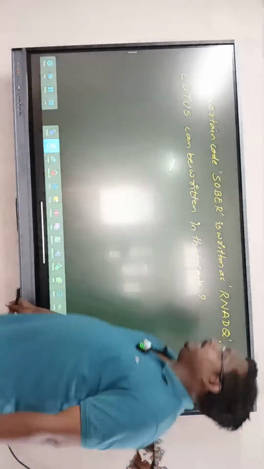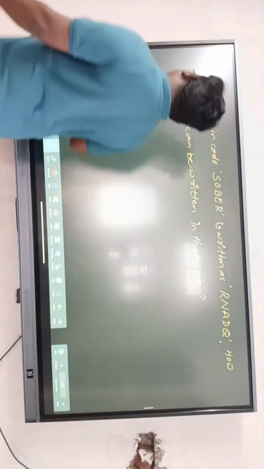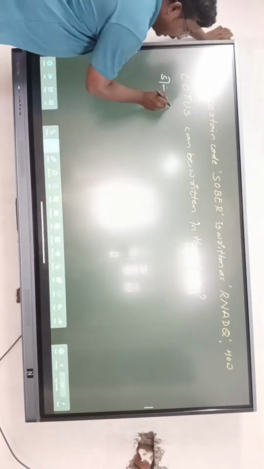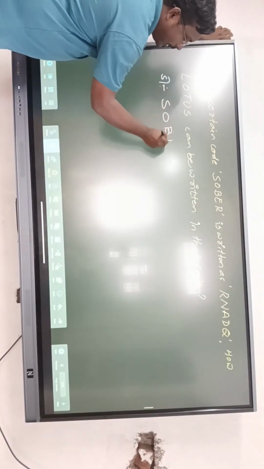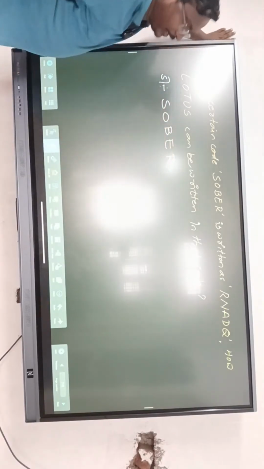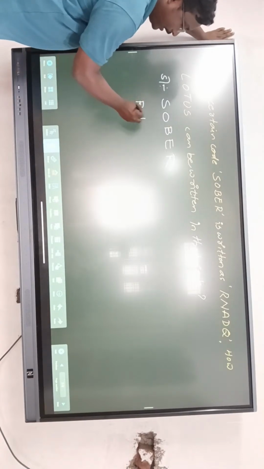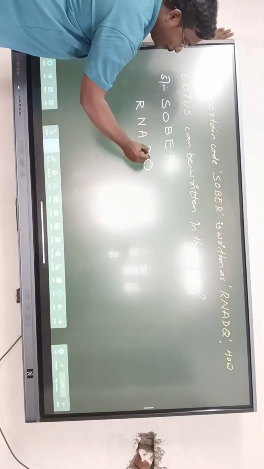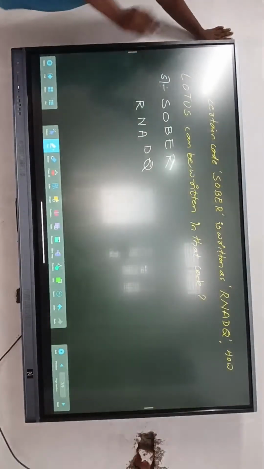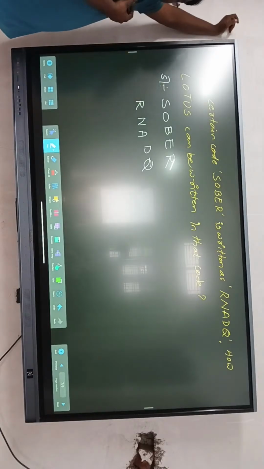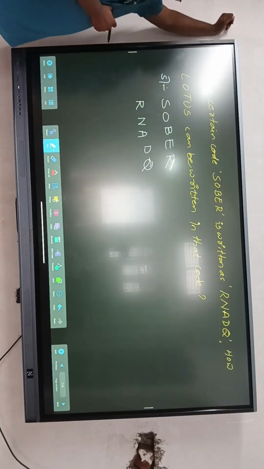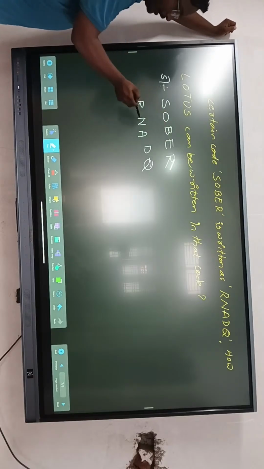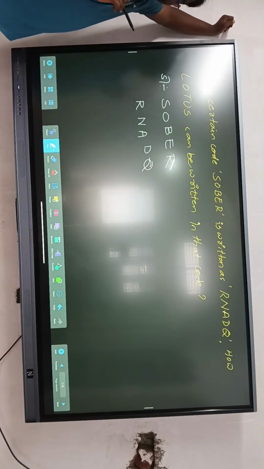Now, in a certain code language, SOBER is written as RNADQ. First we need to observe. Is there an interchanging pattern here? No. Is there any possibility of reverse order? Let me check it. R, okay, we thought it was reverse. Now next, here is E, here what is there? N. There is no possibility in reverse order.